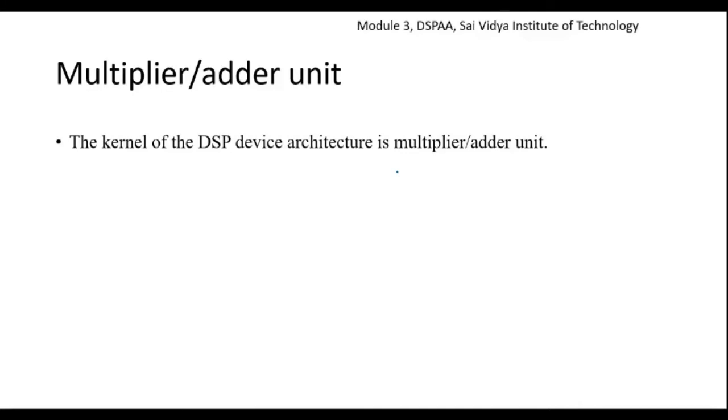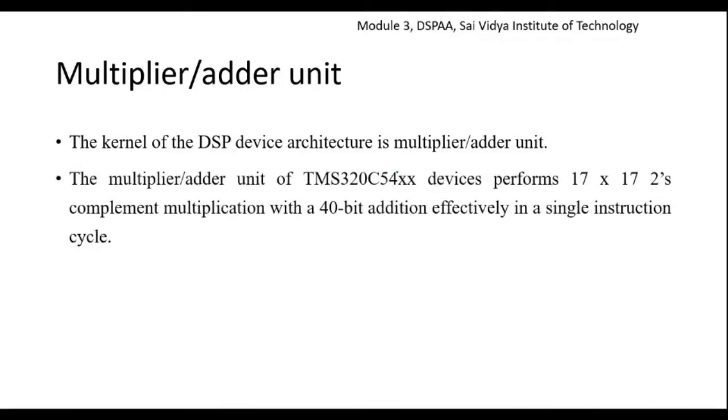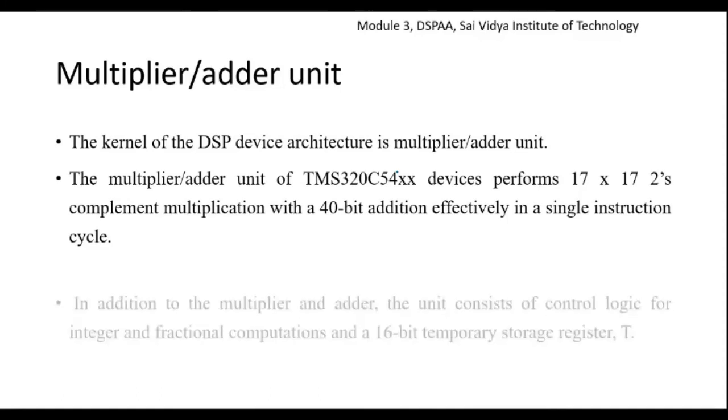So in this, the kernel of the DSP device architecture is the multiplier bar adder unit. So what is this multiplier? What type of multiplier are we using? The multiplier that we are using is a 17 cross 17 multiplier. And we also have an adder. The adder that is used here is a 40 bit adder, so that performs the 40 bit addition.